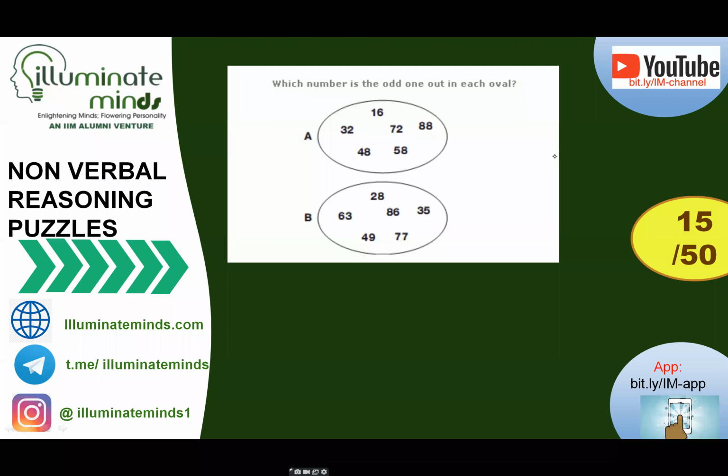Let's move to the next one. Which number is the odd one out in each oval? You need to find the odd number in both the circles. So there will not be one answer, there will be two answers: one for circle A and one for circle B. So what will be the case over here? If you look at this, all the numbers 16, 32, 72, 88 and 48 are multiples of 8.